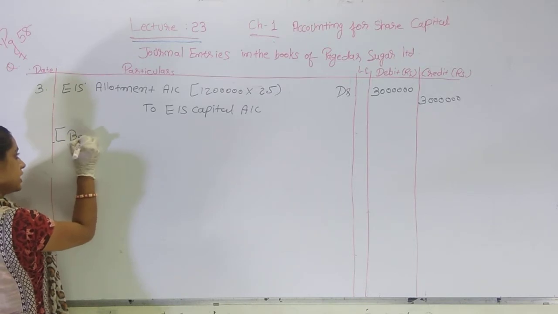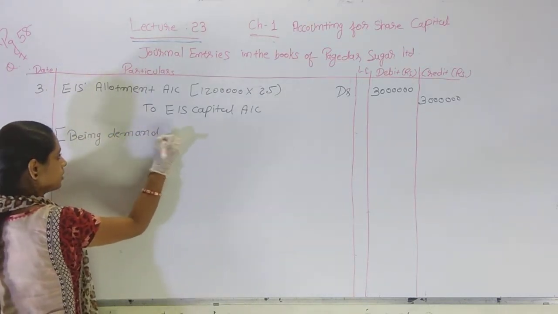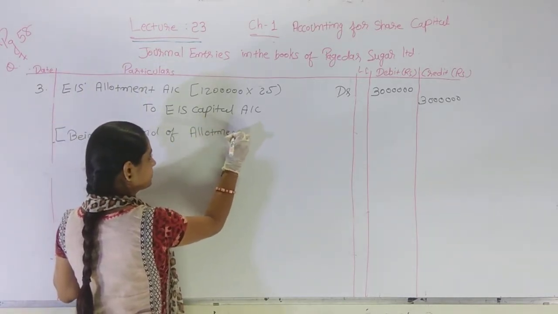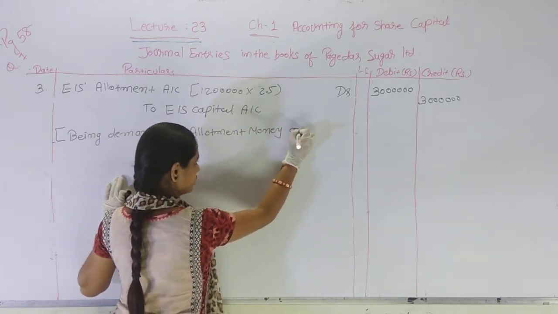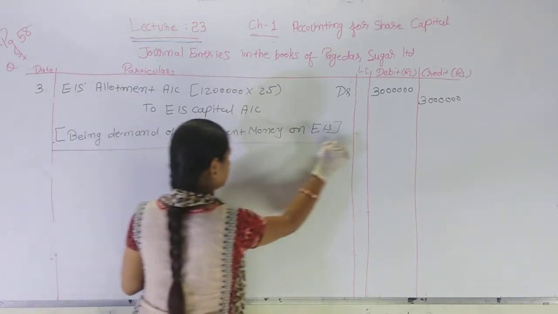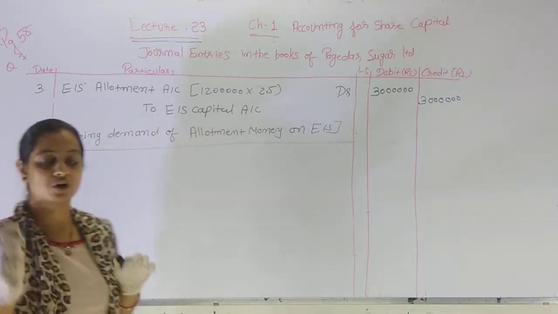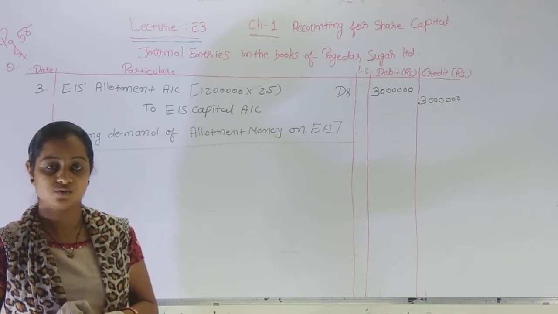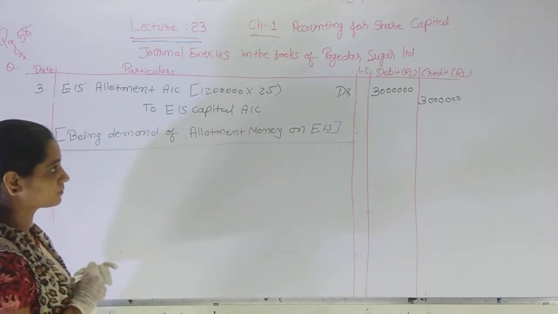Into bracket we have to write being demand of allotment money on equity shares. Bracket over, underline, leave one line, then fourth. In fourth we have not made any tick mark. That means everyone is paying the money. That means we have received all 30 lakh rupees, right?